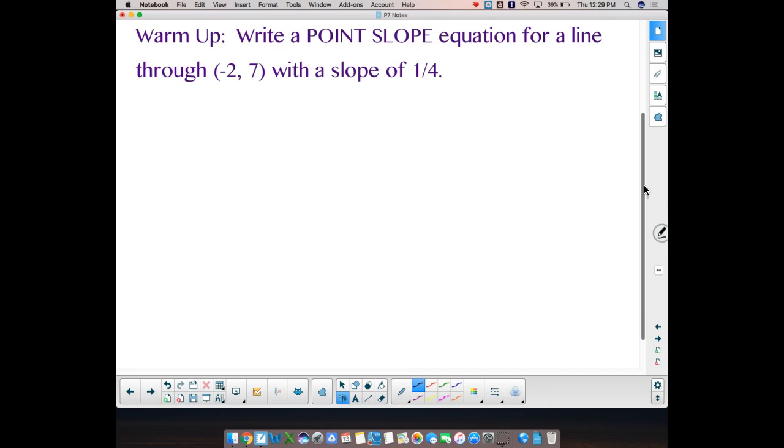What does that look like? Do you know? y = mx + b. This is not point-slope form, right? So I don't want my answer to look like y = mx + b.